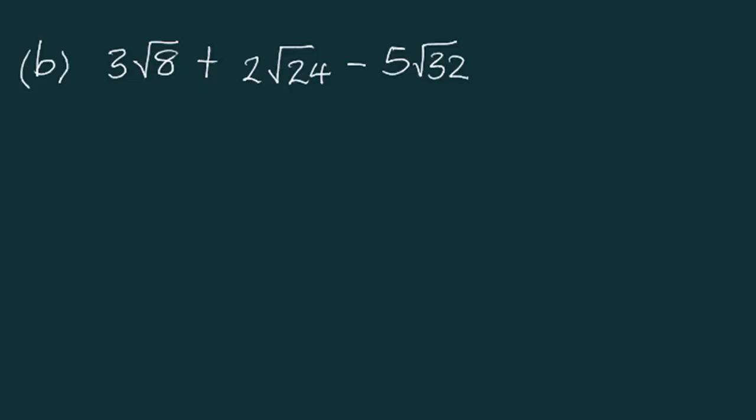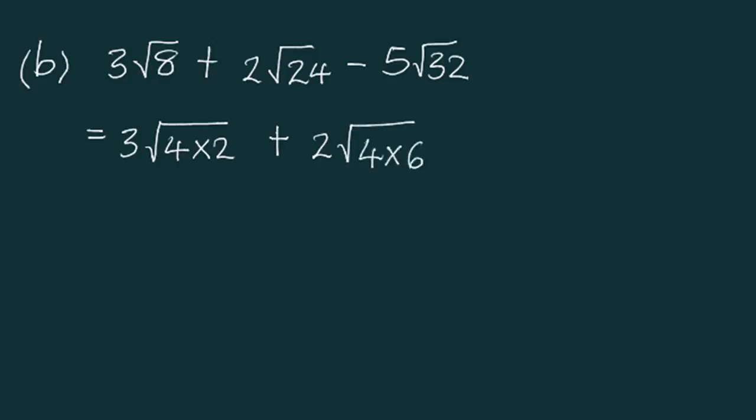Alright, so with 3 root 8 plus 2 root 24 minus 5 root 32, we simplify. We start with 3 root 8. We know that the square root of 8 is the same as the square root of 4 times 2, with 4 being our perfect square among the factors. We also know that root 24 is the same as the square root of 4 times 6, with the perfect square 4 right there. And for 5 root 32, 32 is a product of 16 and 2, where 16 is the perfect square. So all these surds can be simplified.